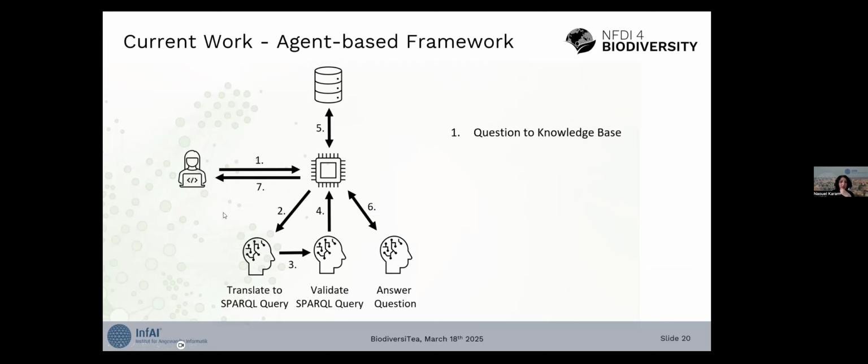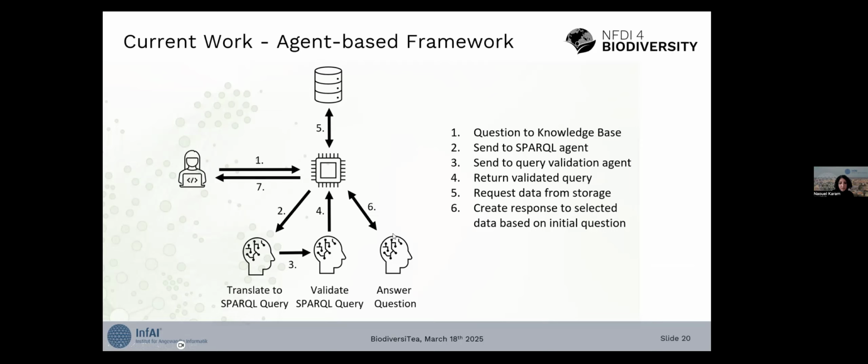For instance, a user can query the knowledge graphs with a question. So we have a multi-agent system with multiple agents. One agent will translate the question into a SPARQL query. A second agent will validate the query, give it back to extract the data, and we send the data to a third agent which will create an answer in natural language that will be returned to the user.